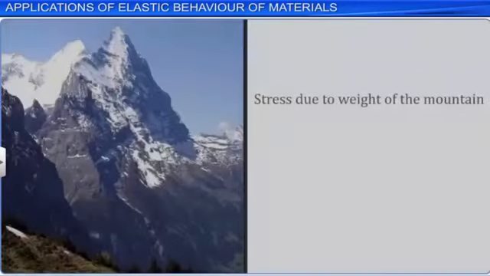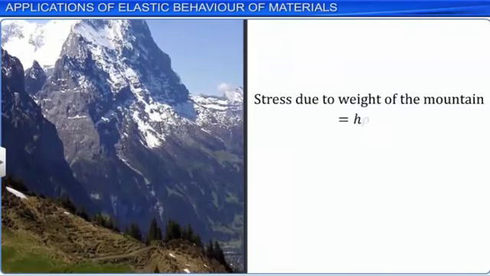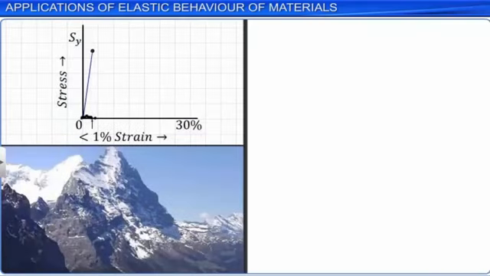The stress due to the mountain's weight can be equated with the yield stress, the stress at the elastic limit. The value of yield stress for rocks is typically in the range of 3 × 10^8 Pascal. Taking an average density of rocks as about 3000 kg per meter cubed, and solving for h, we get h as approximately 10 kilometers.